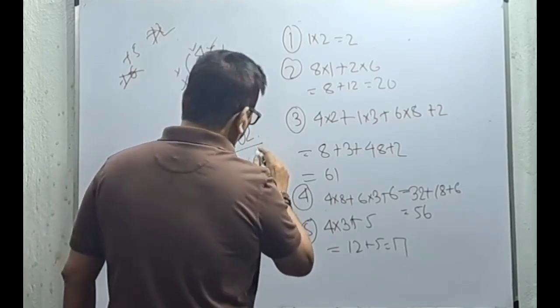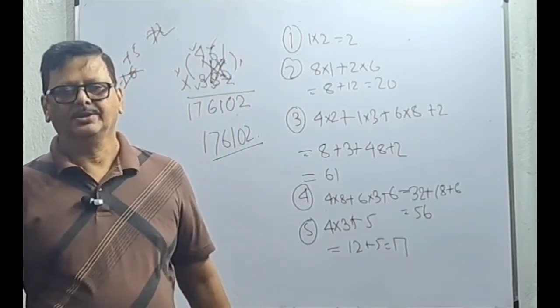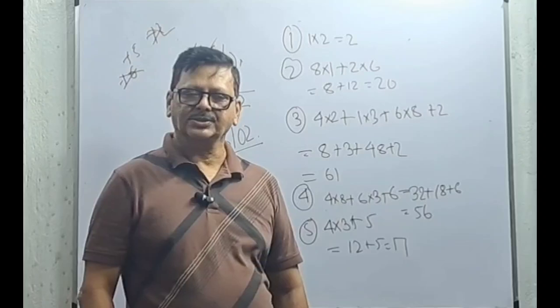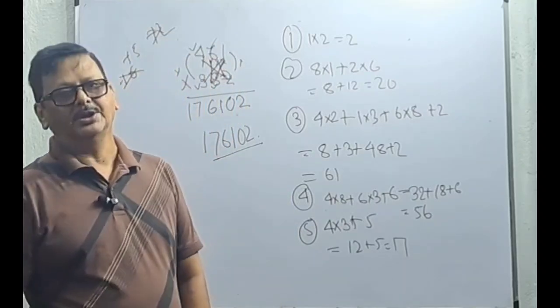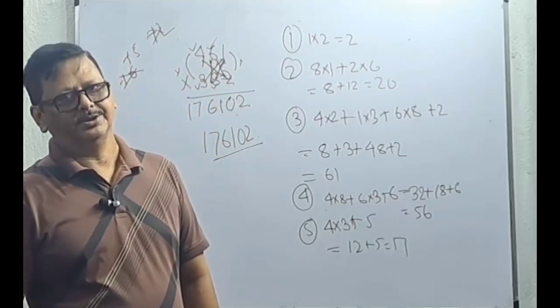So your number is 176102. Check. So that's about all for quick calc this class. Next class we learn about finding out square roots of 2-digit and 3-digit numbers.